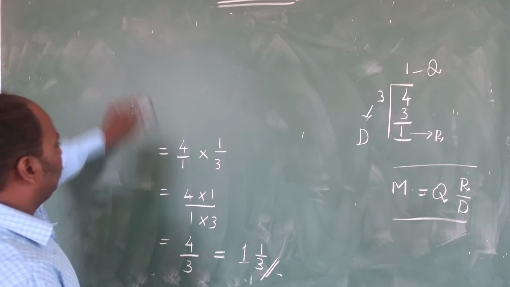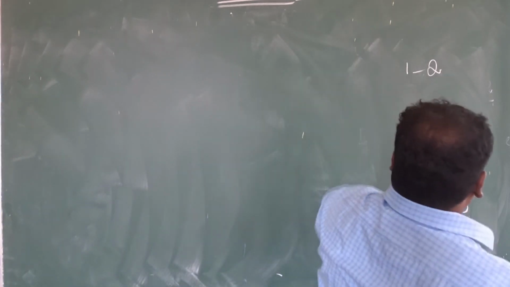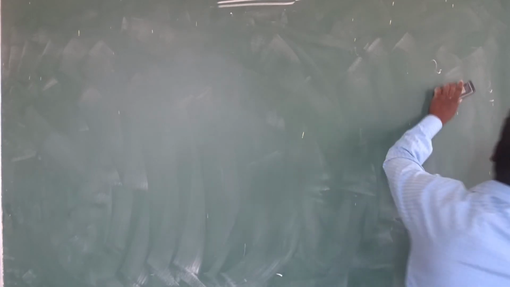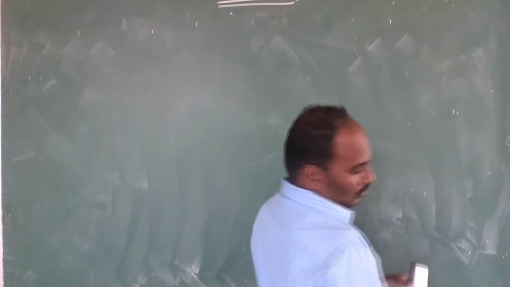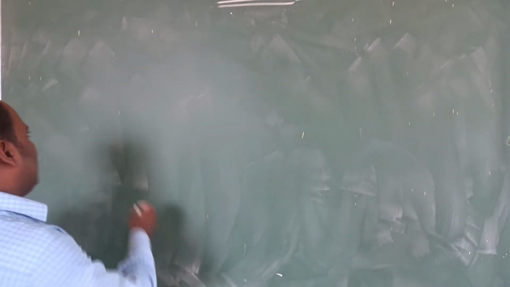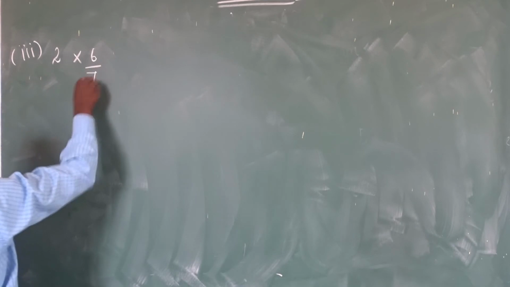So third one. 2 into 6 by 7. Our third part of the question is 2 into 6 by 7.